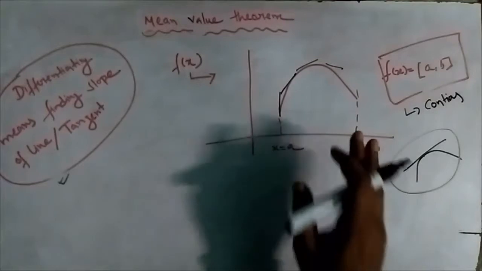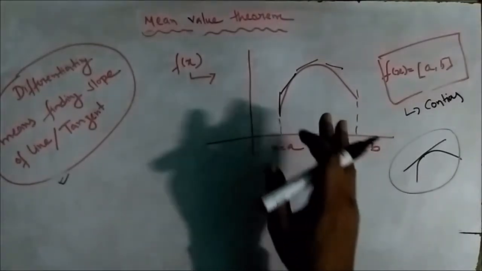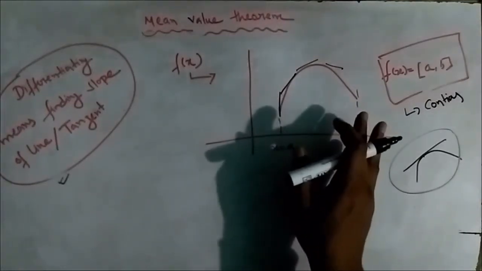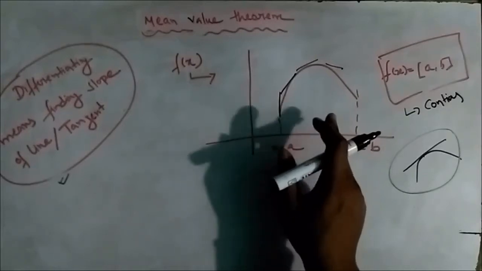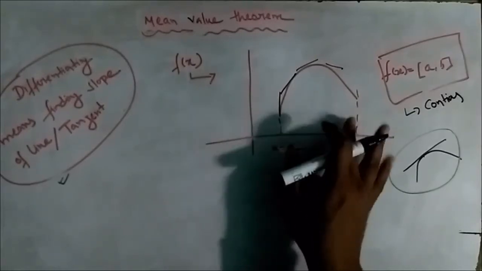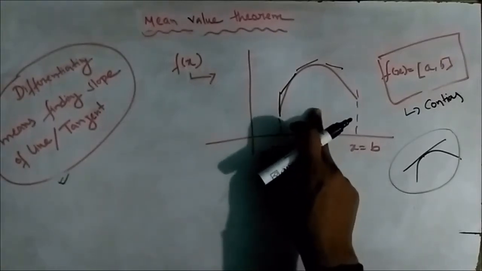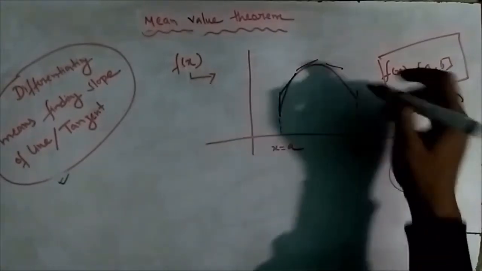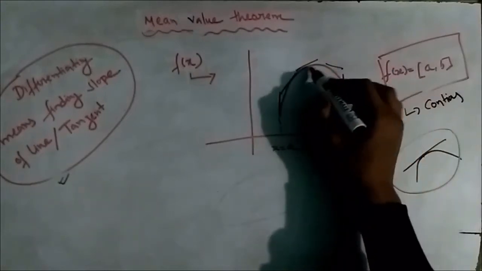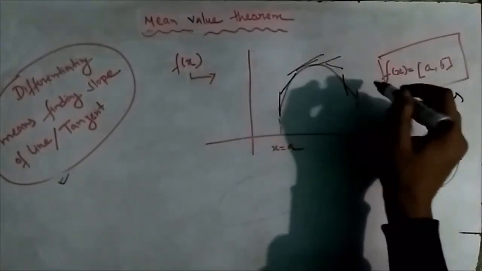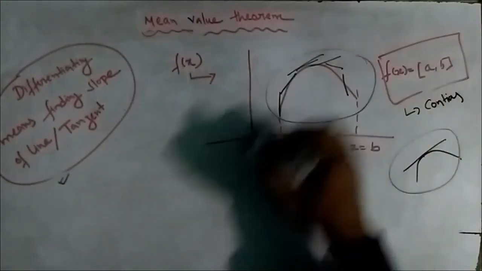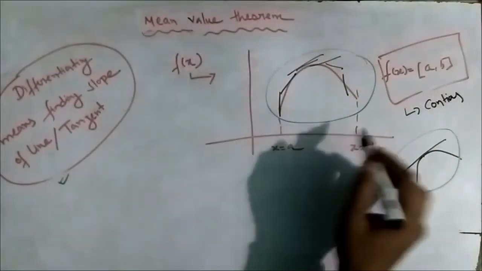In the graph of this function, it is possible to draw the tangent anywhere. If there is any single point in which we cannot draw the tangent, then we will say this function is not differentiable. But in this graph, we can draw a tangent anywhere. So the graph is differentiable at all points, because we can draw the tangent anywhere in this graph.